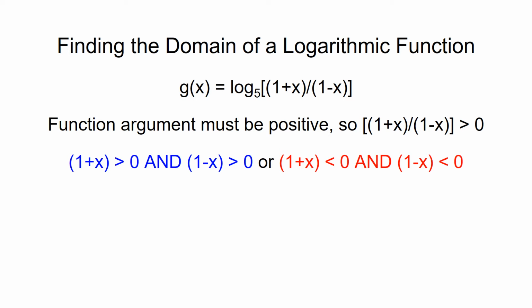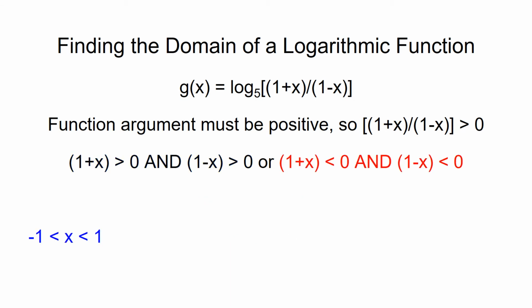So let's look at the one in blue, the one on the left first, where both the numerator and the denominator have to be positive. In that case, we see that x, based on the numerator requirements, is greater than minus 1, and then for the denominator, x is less than 1. So if x is greater than minus 1 and x is less than 1, those values of x will satisfy the requirement that the function argument be positive, based on the constraints in blue. And that we can rewrite as x has to be between minus 1 and 1. Any value of x between those will work.